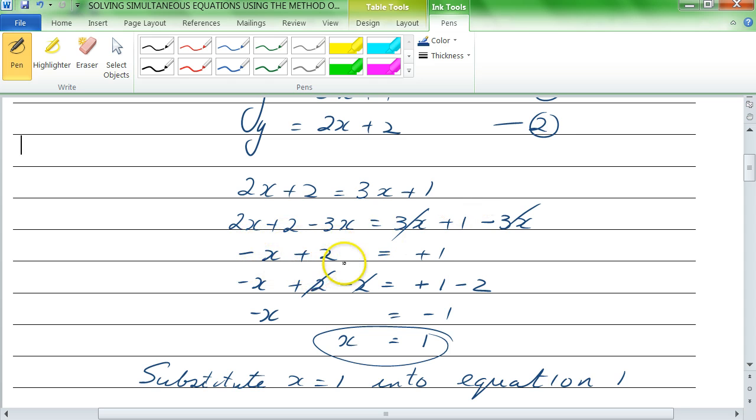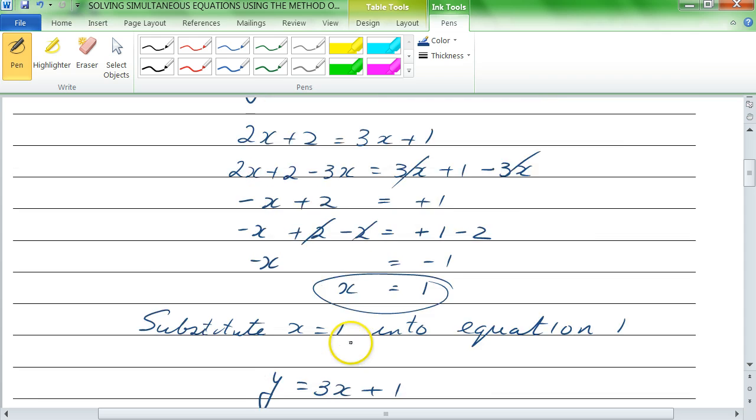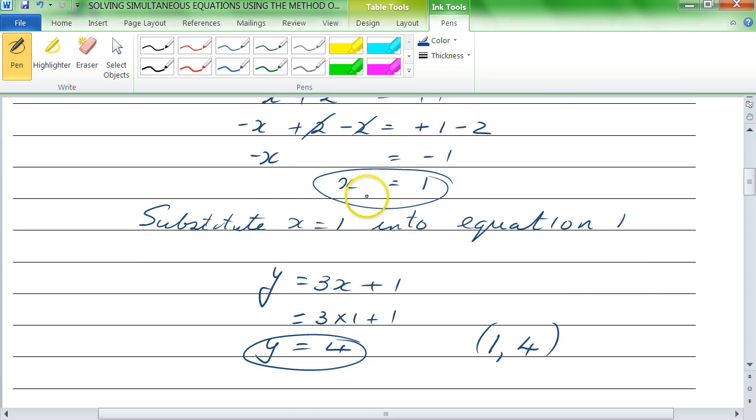Now we need to get rid of the numbers on this side, and to get rid of the 2, we subtract 2 from both sides, and we get x equal to 1, and then y is found by substituting x equal to 1 into one of the equations. You can substitute into equation 2 if you like. It doesn't really matter. You'll still get the same answer.